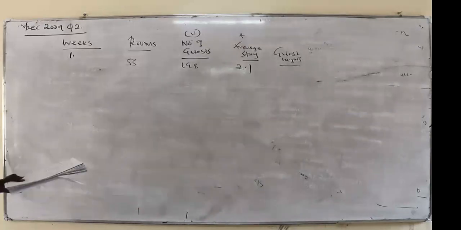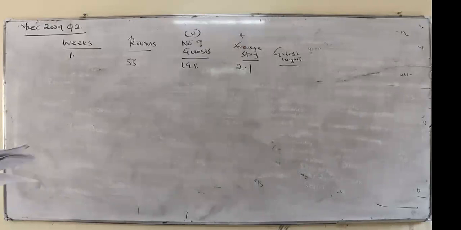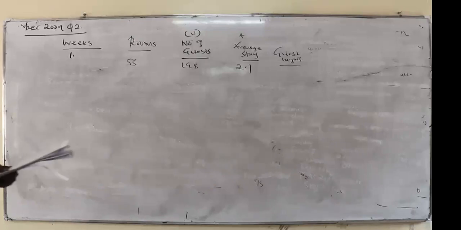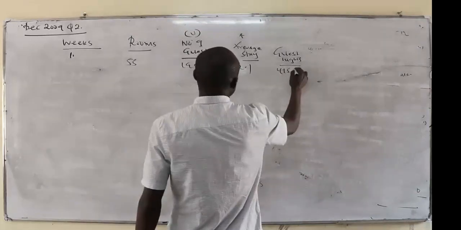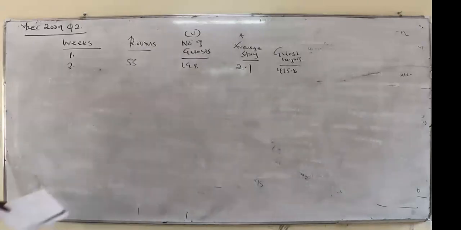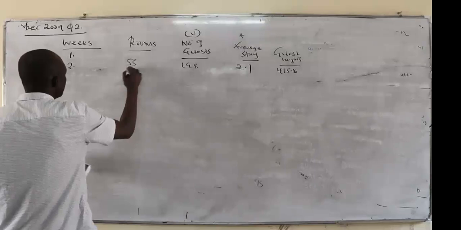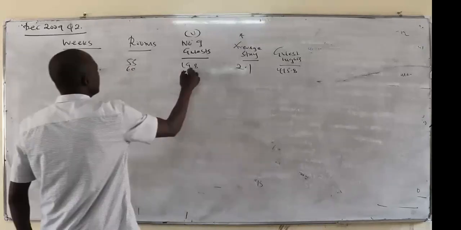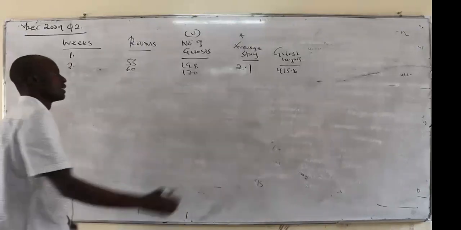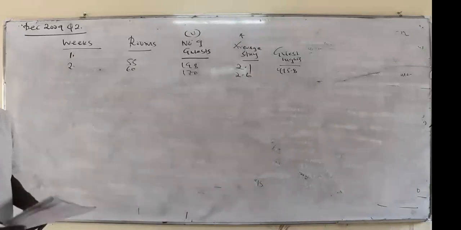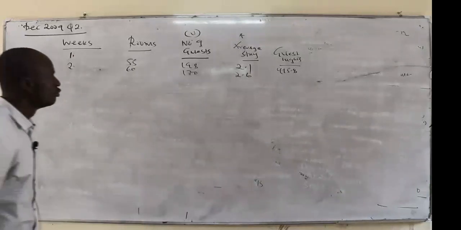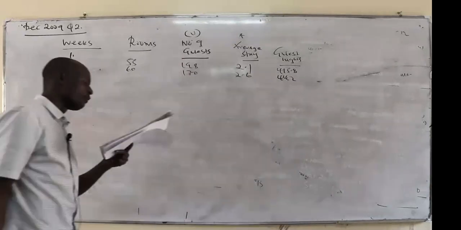So we want to see the average stay and the number of guests. So we want to get 198 times 2.1. That gives 415.8. That is week 1. And then we have week 2. How many rooms? We have 60. Number of guests, 170. Average stay, 2.6. So the guest nights are 442 here.